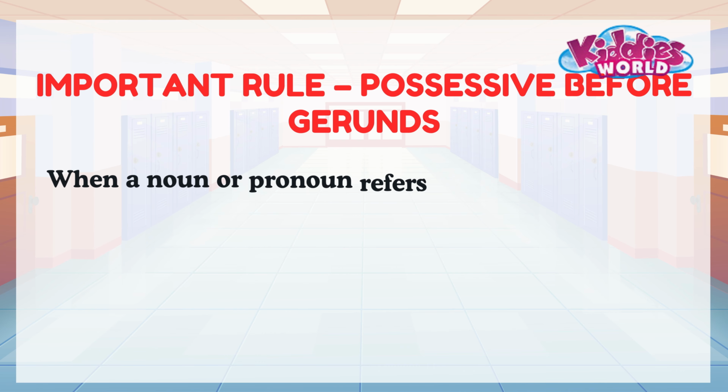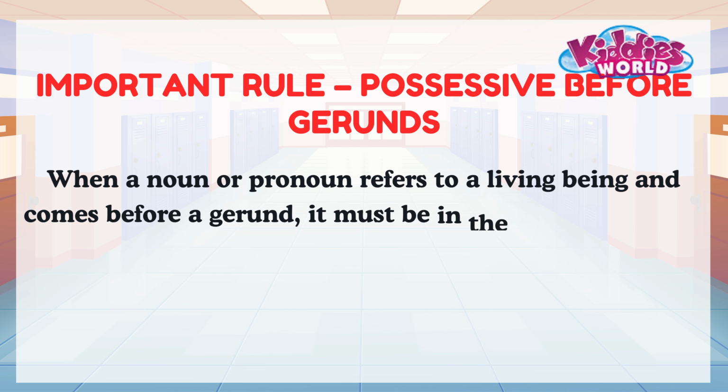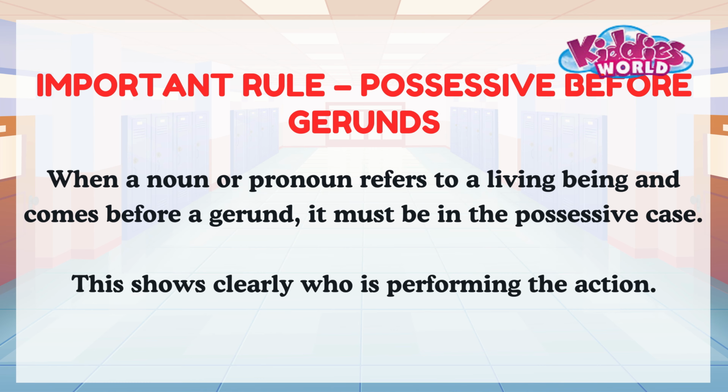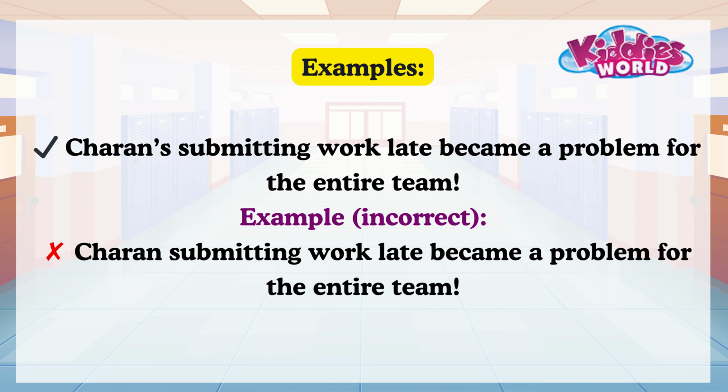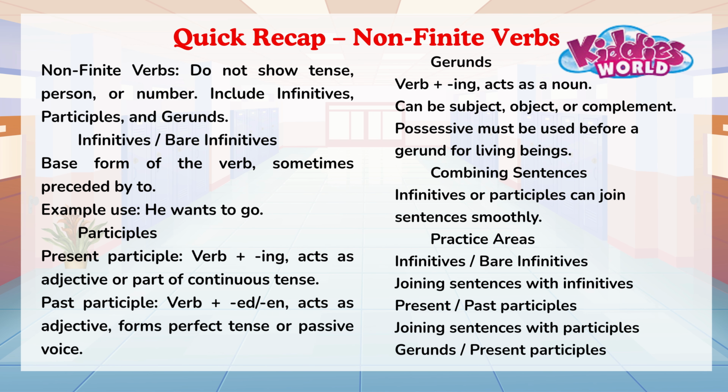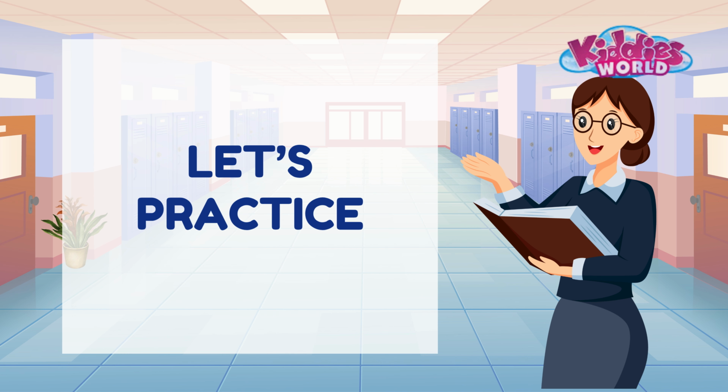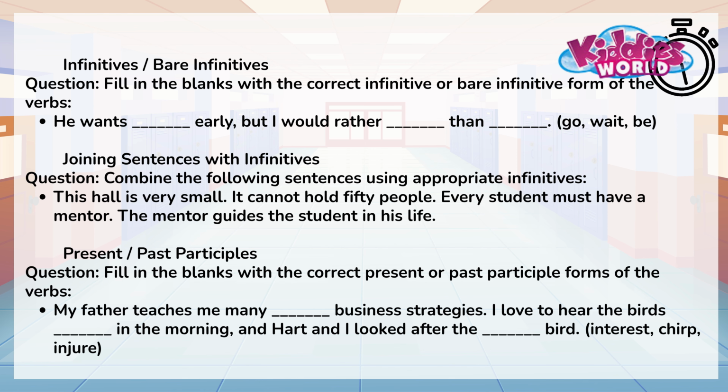Important rule: possessive before gerunds. When a noun or pronoun refers to a living being and comes before a gerund, it must be in the possessive case. This shows clearly who is performing the action. Check this example. Alright, now that you've learnt about finite and non-finite verbs and their types, let's practice.